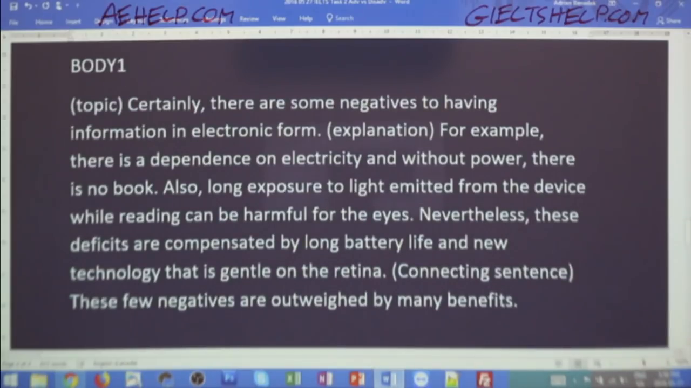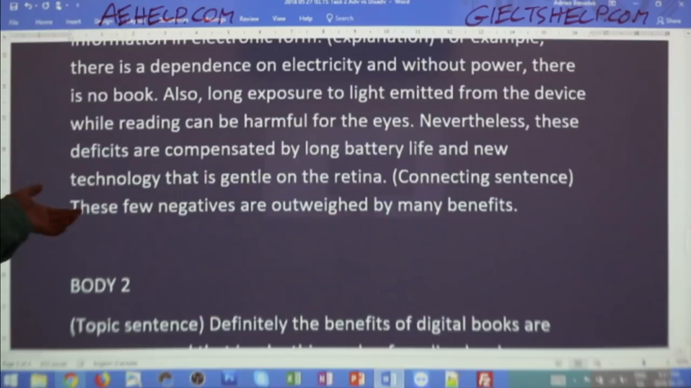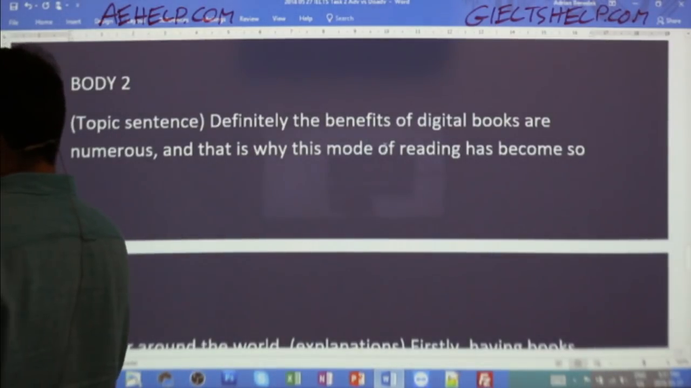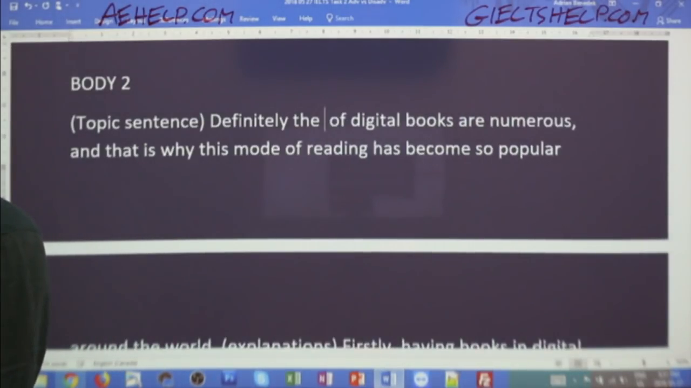Certainly, there are some negatives to having information in electronic form. For example, there's a dependence on electricity, and without power, there is no book. Also, long exposure to light emitted from the device while reading can be harmful for the eyes. Nevertheless, these deficits are compensated by long battery life and new technology that is gentle on the retina. These few negatives are outweighed by many benefits. Definitely, the benefits of digital books are numerous. I'd probably want to change benefits here if I was reviewing this on the test, just because it's repetitive with my concluding sentence.